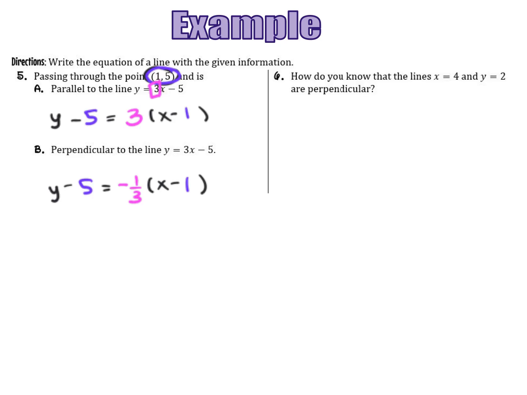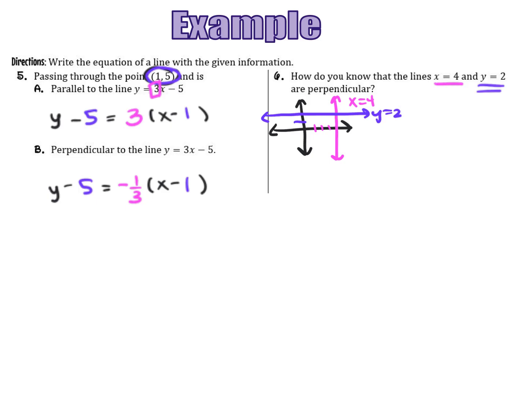Number 6 is asking us how we know that the lines x equals 4 and y equals 2 are perpendicular. So the first thing I want to do is make sure we know what it looks like to have the lines x equals 4 and y equals 2. Notice x equals 4, this is only an x line. There's no y. That means that is a vertical line that passes through where x is equal to 4. Y equals 2 is going to be a horizontal line that passes through y equals 2.